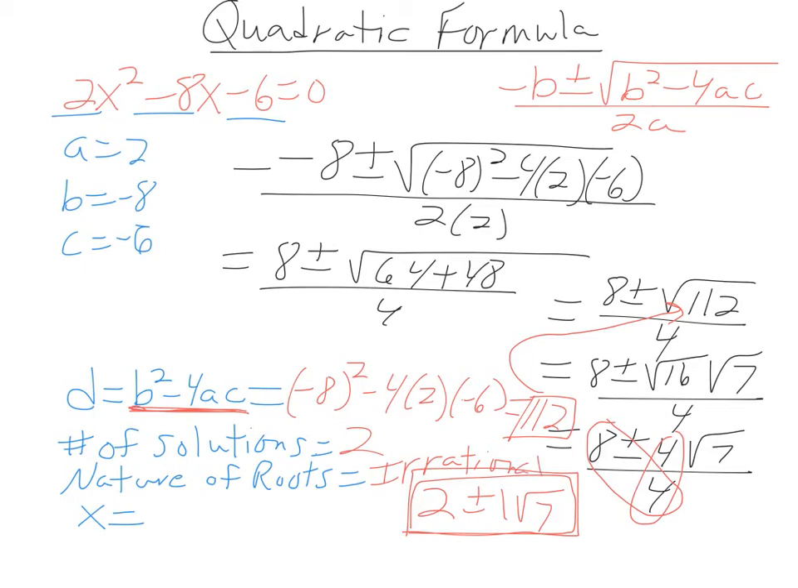I know that's kind of messy, so sorry about that, but it's going to be irrational, because 112 is not a perfect square. If the number for your discriminant is a perfect square, then the nature of your roots would be rational. But since I cannot take the square root of 112 perfectly, it's irrational. And my x is really just those two answers right there: 2 plus square root of 7 and 2 minus square root of 7.